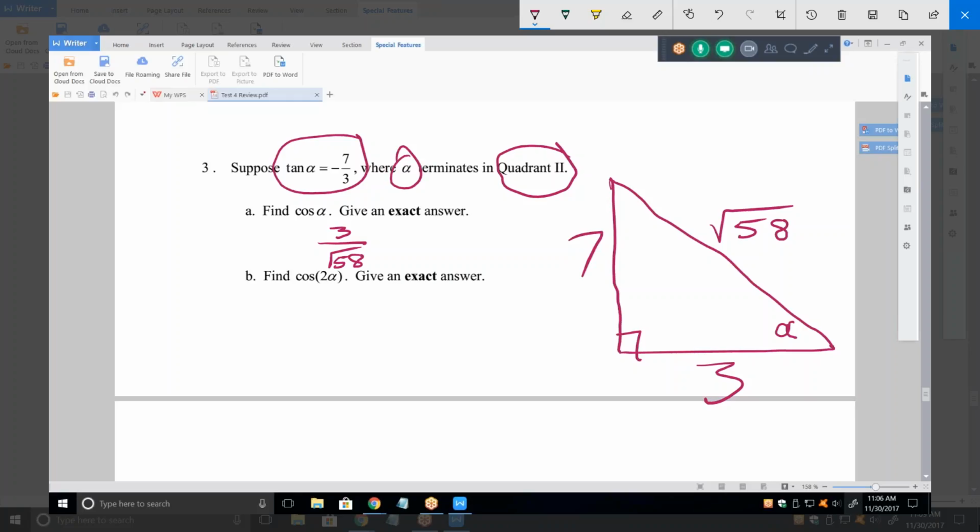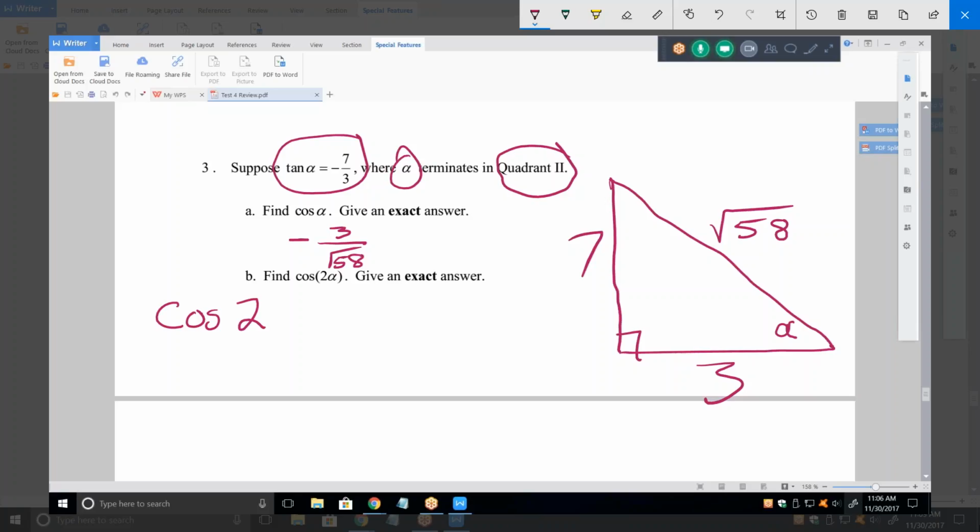Now we have to put a plus or minus sign on it. What is it? It's a minus sign. Does that agree with the tangent being negative? Yeah, they're both in quadrant 2. So it does indeed. Okay, now we've got the cosine of alpha.